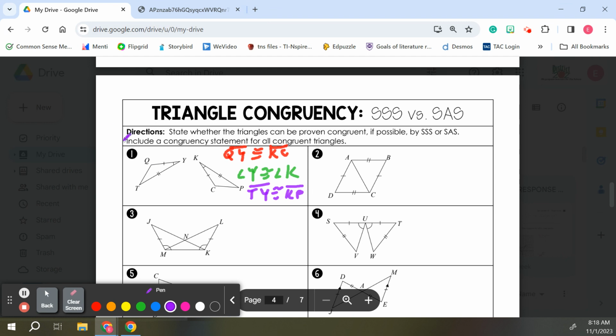So can these two be congruent? Yes or no? Absolutely they can. By what? Good. Side, angle, side. Very good. Emily, I'll send you at the end.